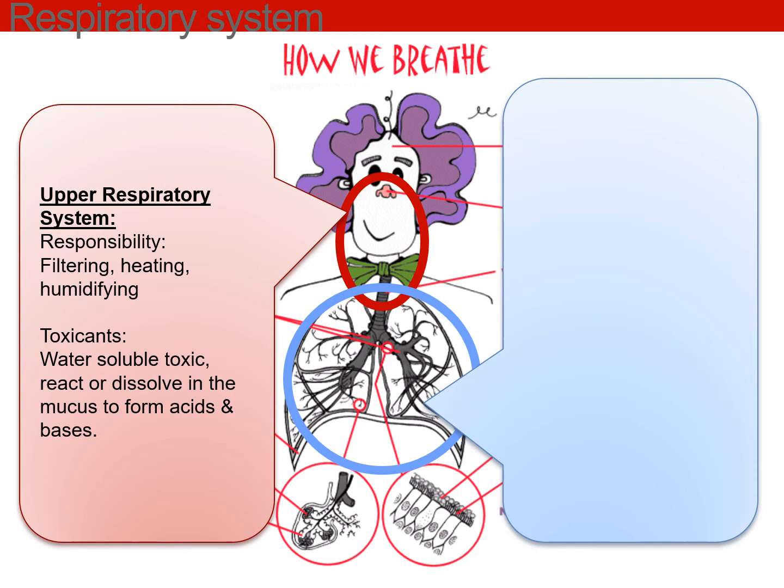Both the upper and lower respiratory tracts respond differently to different types of toxicants. The upper respiratory tract is affected mostly by toxicants that are water soluble. This material either reacts or dissolves in the mucus to form acids and bases that can cause our nose to have an acid or alkaline burn.